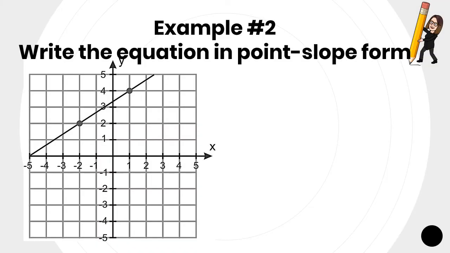All right, let's take a look at this one. First, I want to identify my slope. So if I count rise 2, run 1, 2, 3, it's positive. I can't reduce it, so that's my slope. Points. I see the point 1, 4. I'm going to call that the blue dot. And I see the point -2, 2. I'm going to call that the green dot.